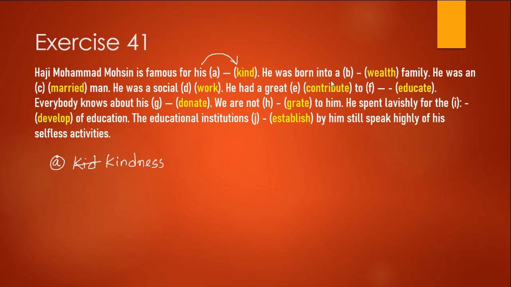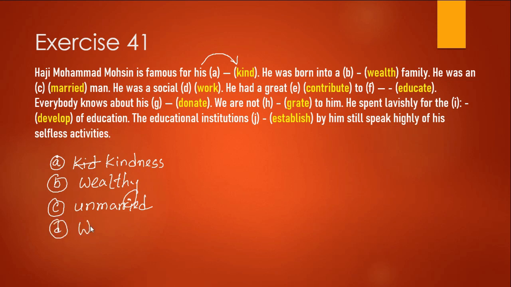He was born into a wealthy family. So again, whatever family, it's a wealthy family. Wealthy, adjective. Okay, from wealth it will be wealthy. Now number C. He was an unmarried man. He was a social worker.